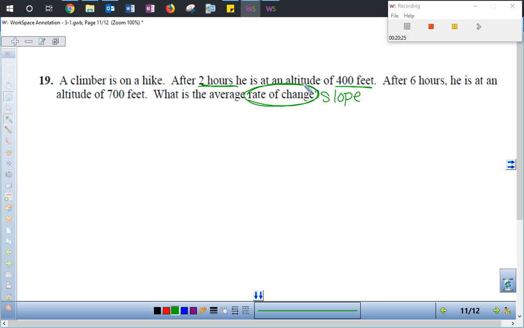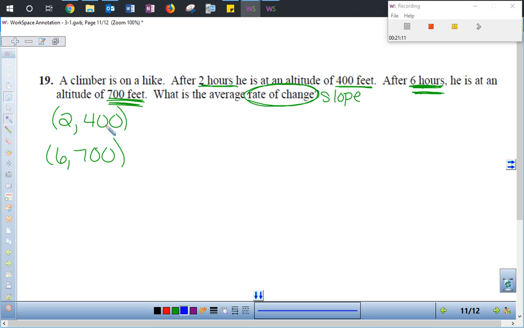Typically, when they give you numbers that you have to figure out ordered pairs, the time is always going to be x. So hours, minutes, seconds, weeks, days, years, decades, months. Whenever there's some value of time, that's going to be your x value. So we're going to have x, which is 2, comma y, which is 400. Now let's find our second ordered pair. After 6 hours, he is at an altitude of 700 feet. So time is first, so 6, comma 700. Here they gave us two ordered pairs.